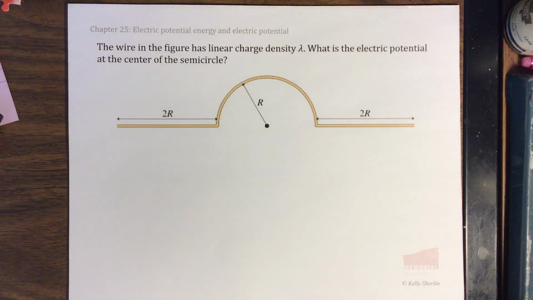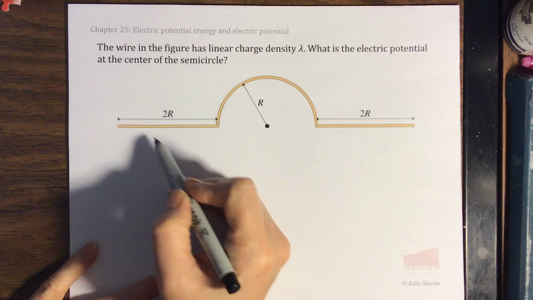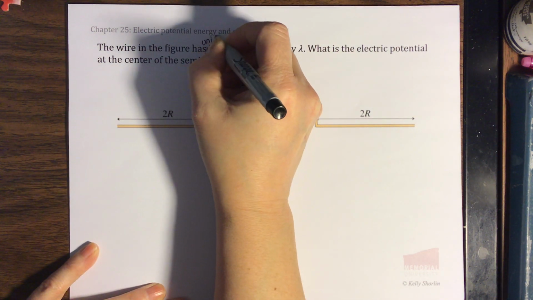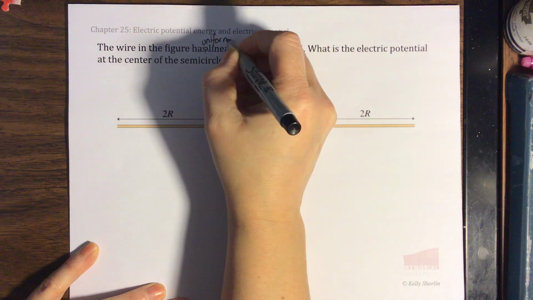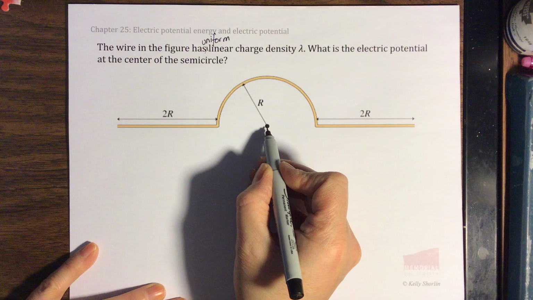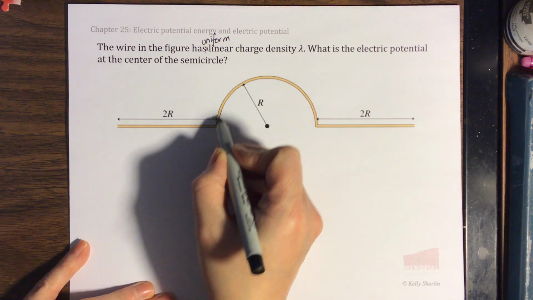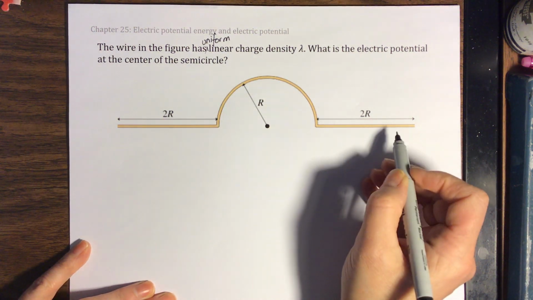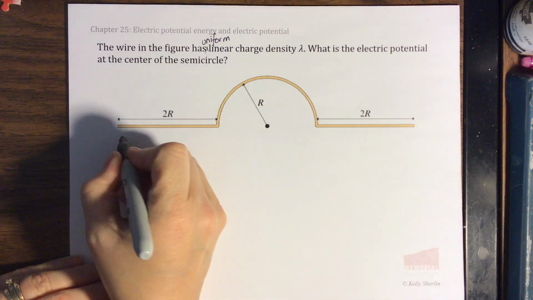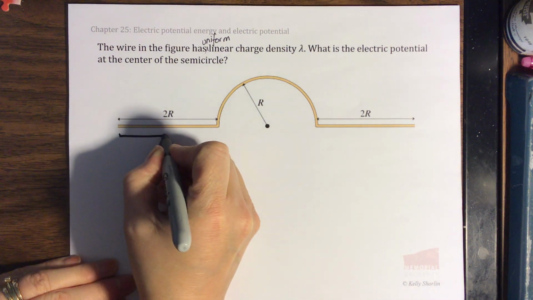Okay, let's ramp things up a little bit with this example. Let's say that the wire in the figure has a uniform linear charge density lambda. What is the electric potential at the center of the circle? So we have a line, half a circle, and a line. So if we look at this, we know that potential is a scalar. We don't have to worry about directions. We can break our wire into three sections.